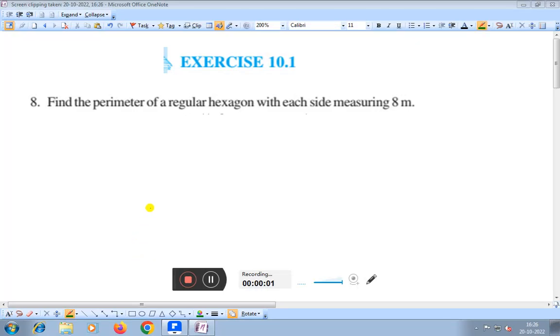Hello everyone. Today we shall discuss exercise 10.1 question number 8. Find the perimeter of a regular hexagon with each side measuring 8 meter. First of all, know what is the meaning of a regular hexagon.